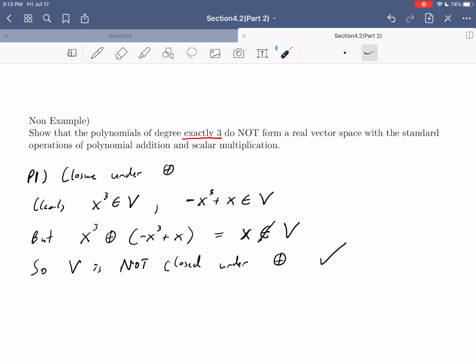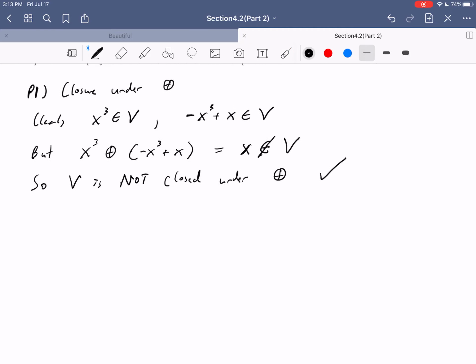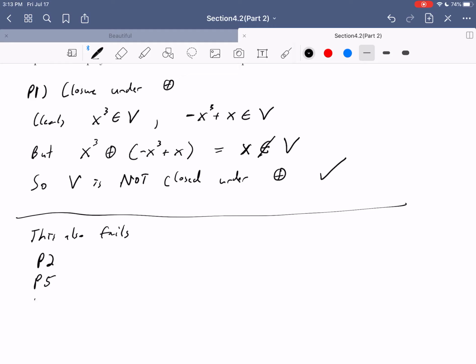Now, do other properties fail? Well, yeah, actually, if you want on your own, what you can do is this also fails property 2, property 5, and property 6. Why does it fail these as well? Well, remember property 2 is closure under scalar multiplication. You can try that with what happens when you multiply by a scalar of 0. When you multiply a polynomial that's exactly degree 3 by 0, you're going to end up with the 0 polynomial, which is degree 0, which isn't in your vector space. So it's going to fail there.